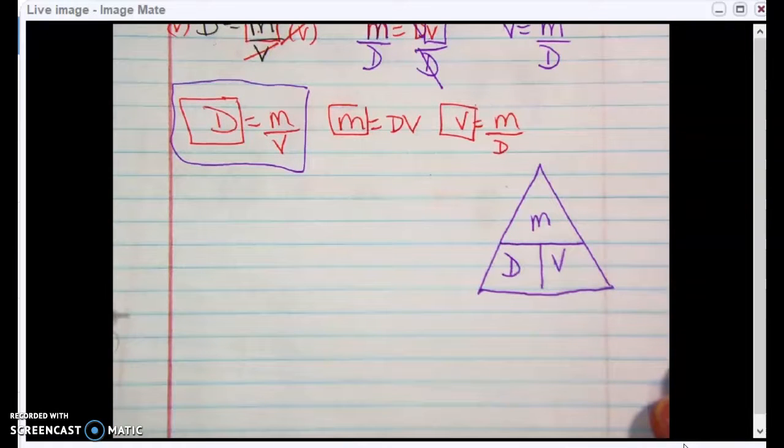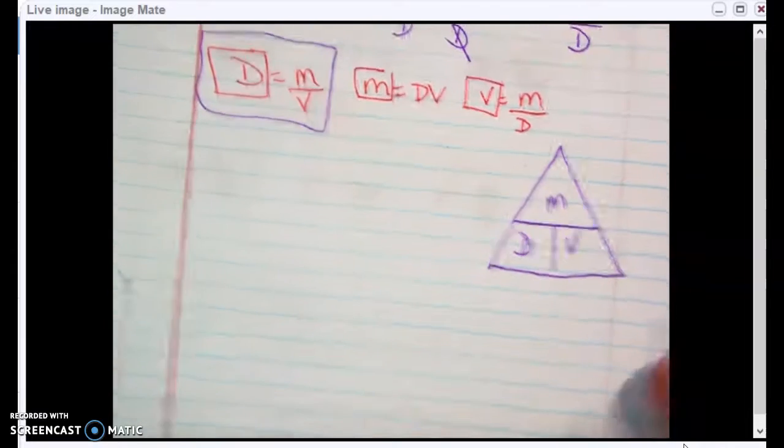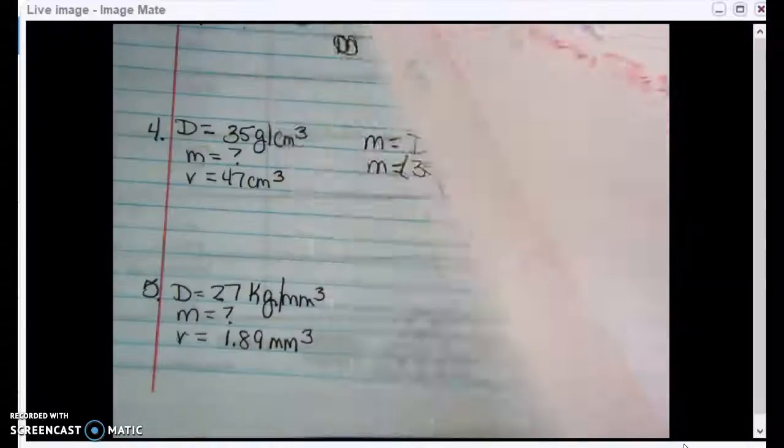Now, the way this works is that if I have a problem, and I'm going to do number 1 on the handout we did earlier. Give me 1 second. I've got to find that problem.